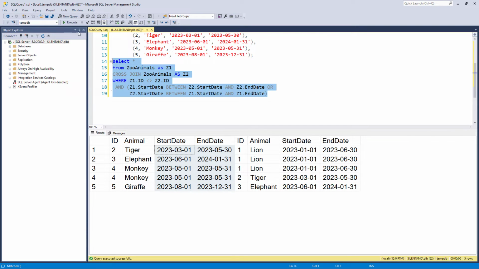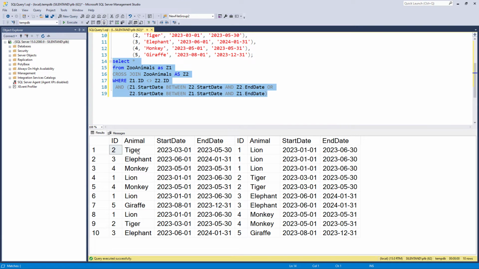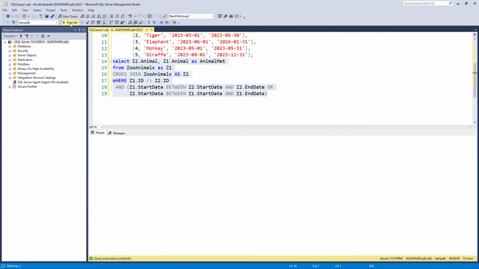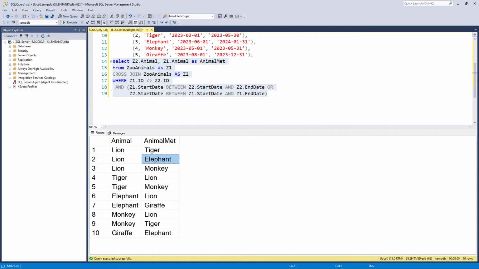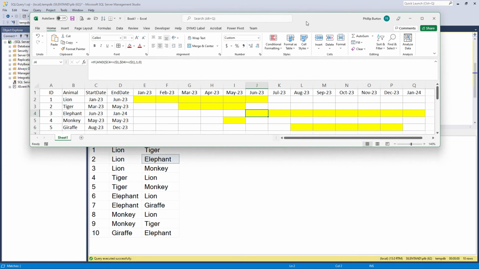So now if we run that, then we get twice as many rows, but now we can see in one column the animal and in another column the animal that it has met. So if I was to reduce this now to this animal, so z2.animal and z1.animal, and we call that animal met. So now we can see that the lion has met the tiger, the elephant, and the monkey.